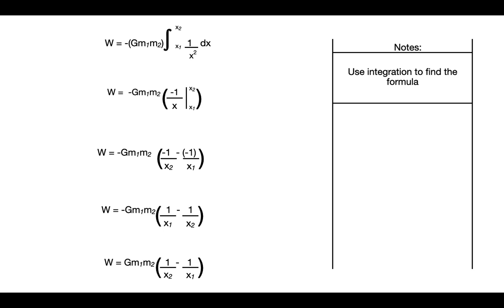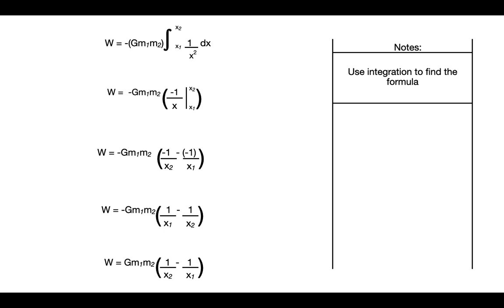After that, we have to finish the integration using the evaluation theorem in order to find the final equation for work. Once you do that, we get that the work equation equals negative 1 times gravitational constant times mass 1 times mass 2 times the difference between the inverse of x1 and the inverse of x2. We can cancel out the negative sign by simply turning the equation into gravitational constant times mass 1 times mass 2 times the difference between the inverse of x2 and the inverse of x1.